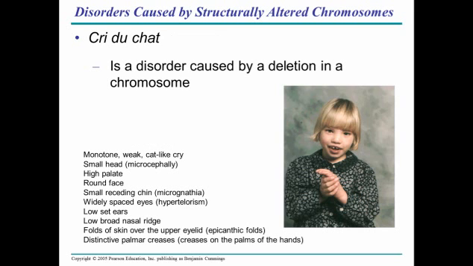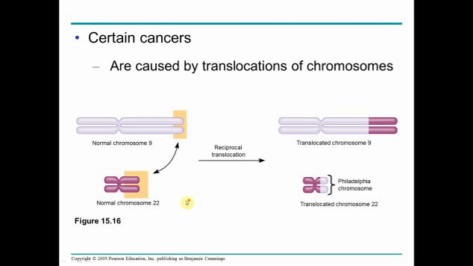Another one, cri du chat, which stands for cry of the cat. It's actually from a deletion of part of a chromosome, chromosome number 5. And they have a variety of conditions, but it's characterized by the fact that when they cry, they have this monotone, weak, cat-like cry. They also have microcephaly, which means small head, rounded face, and so on.